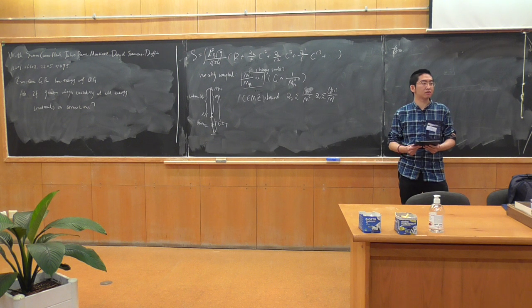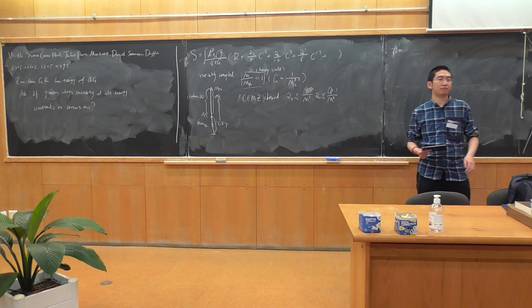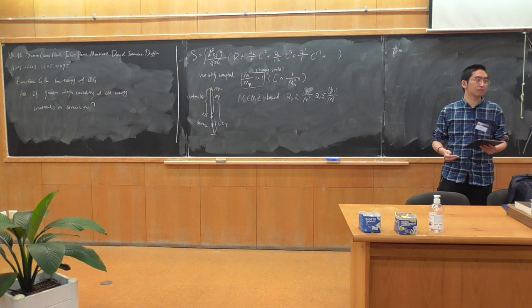So the assumption we're making is that there exists some m that's small enough for loop effects to be neglected. But if m is too small, then you'll have your relevant interactions that are suppressed by powers of m, but you're not assuming that. So now you're working at some energy scale, you'll have powers of that energy scale in the numerator.